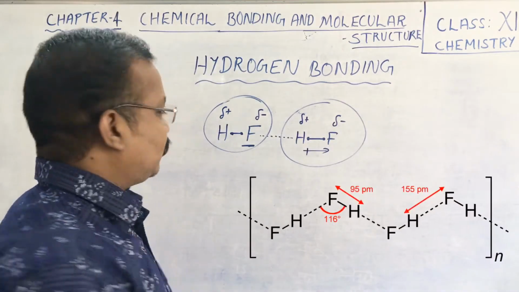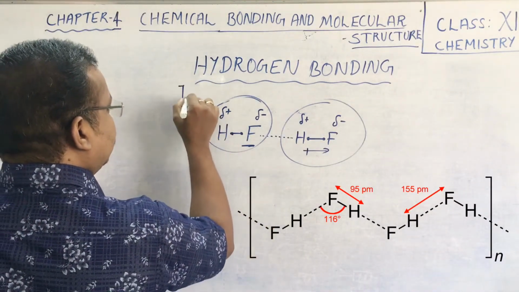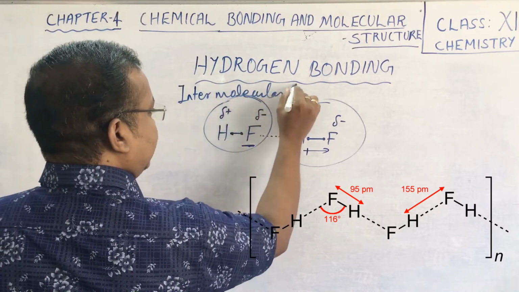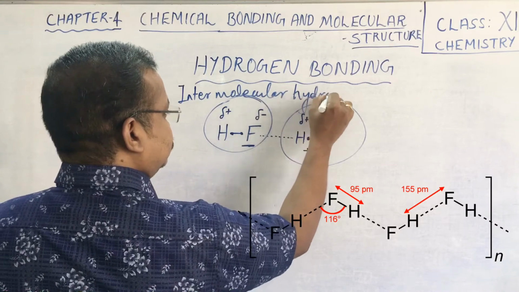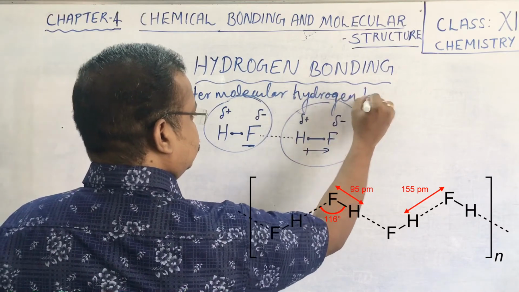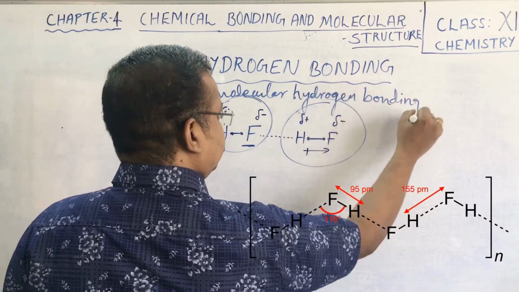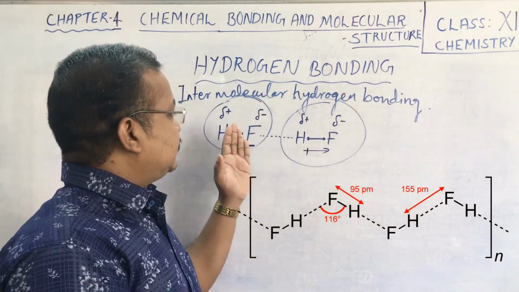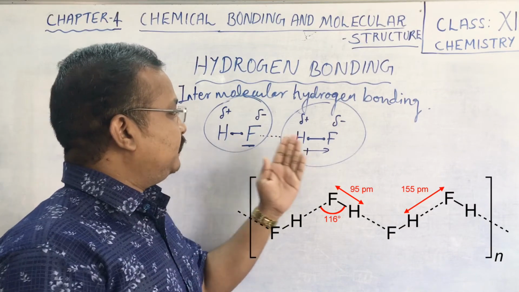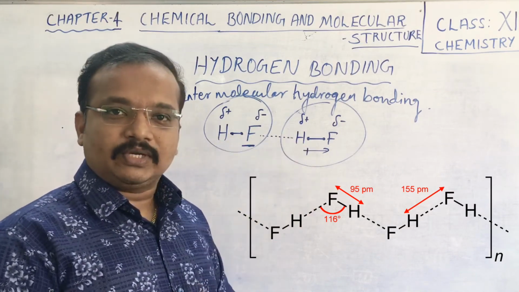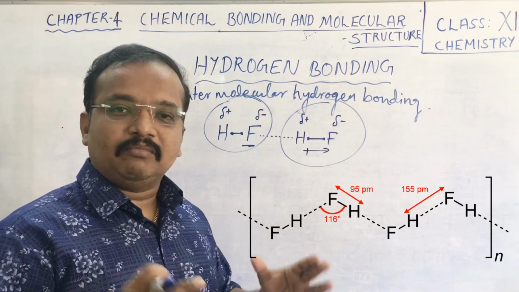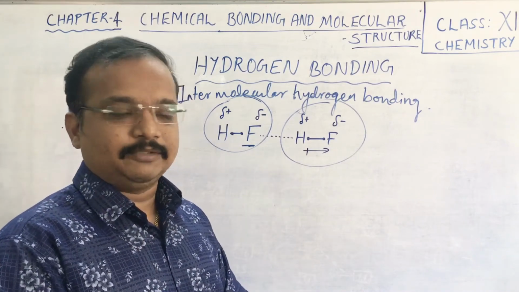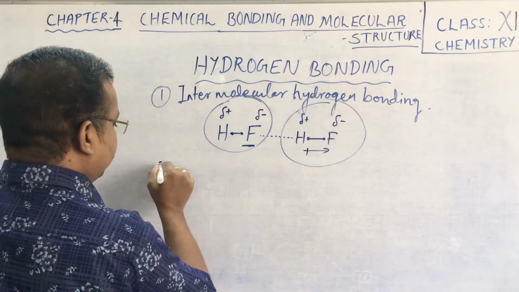This is called intermolecular hydrogen bonding. This type of bonding is known as hydrogen bonding, in which it happens between the molecules. That is called intermolecular hydrogen bonding. Now let us study another type of hydrogen bonding, that is intramolecular hydrogen bonding.